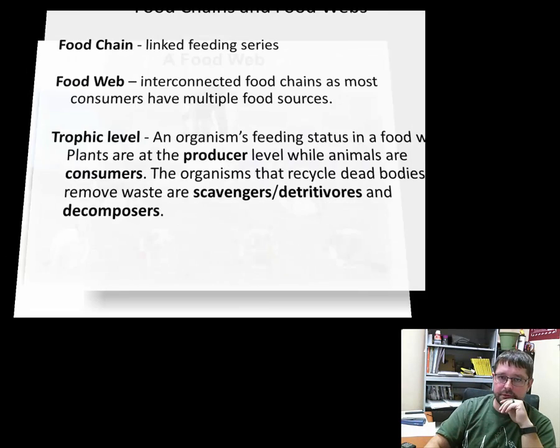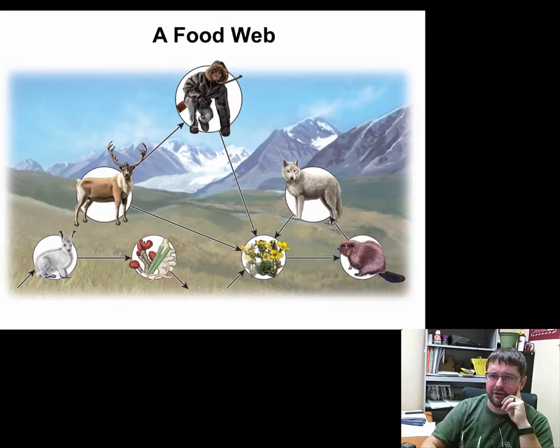So we can look at something really simple, like this food web. Man is at the top here. Man can consume plants. It could consume a wolf, even though there's no line here. It can consume a beaver. It can consume caribou. It can consume the rabbit. But in this process, it's just showing you what is typically consumed. And this is the food web.